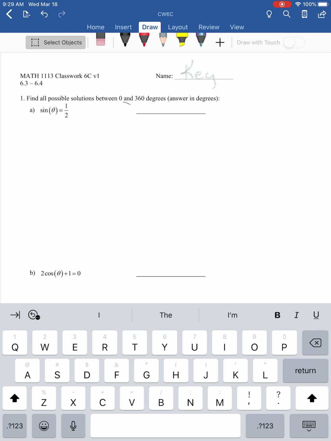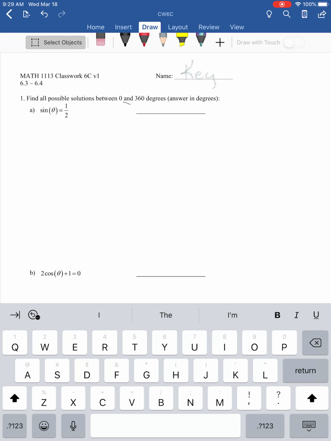All right, let's do this. This is like the last classwork for chapter 6, and we'll finish this up, and hopefully after we finish this, we can get on and finish up for the semester.